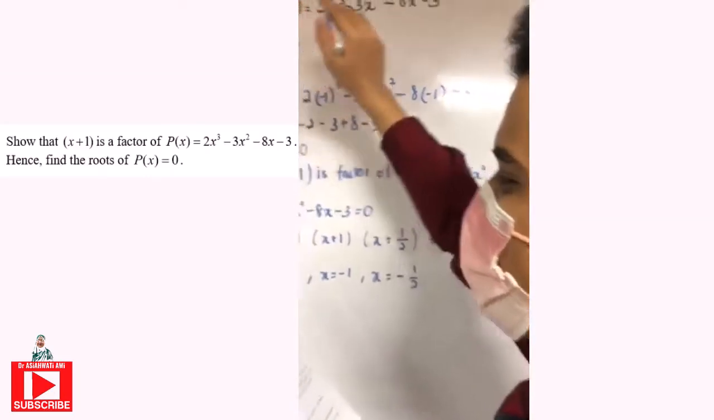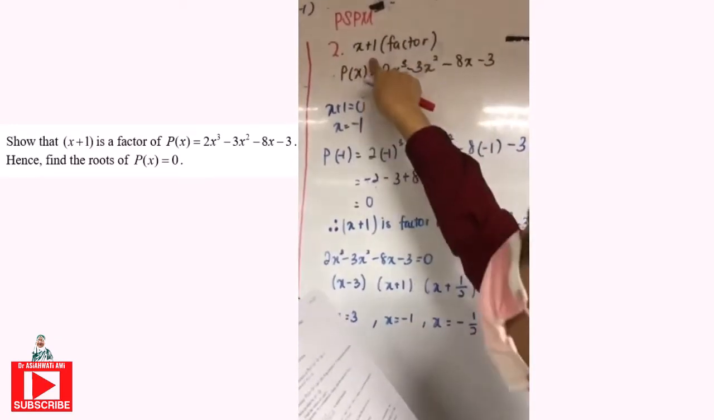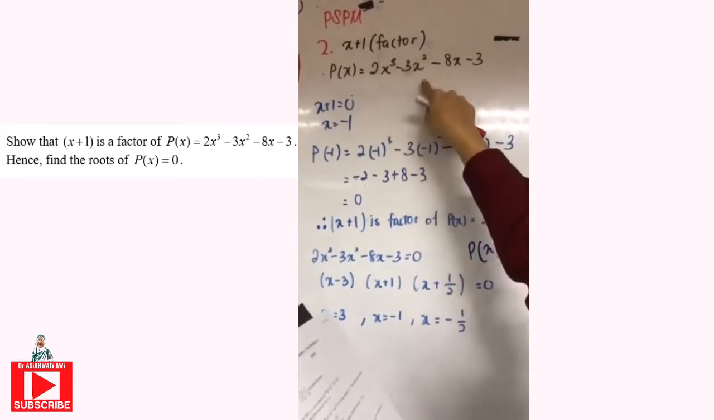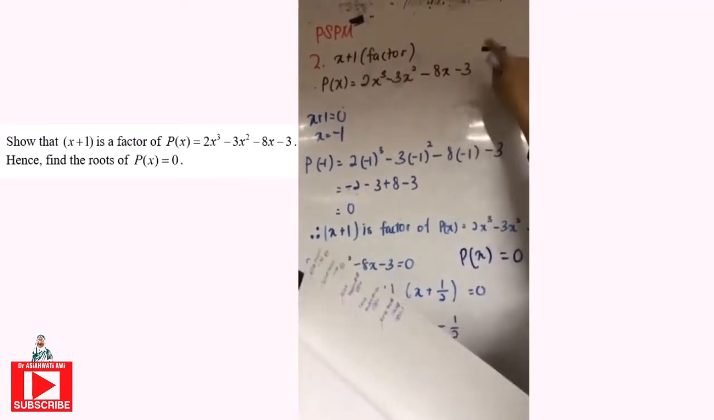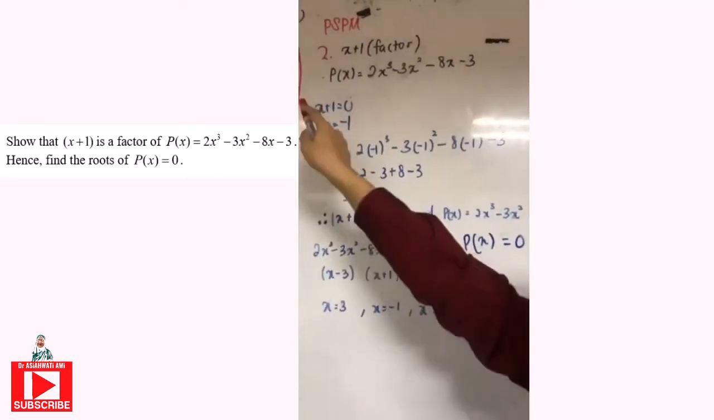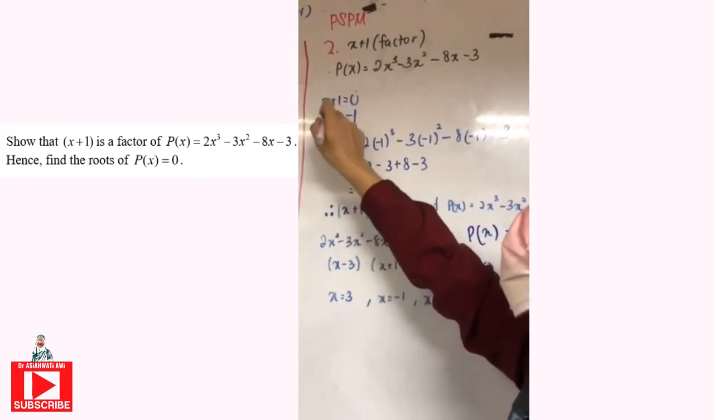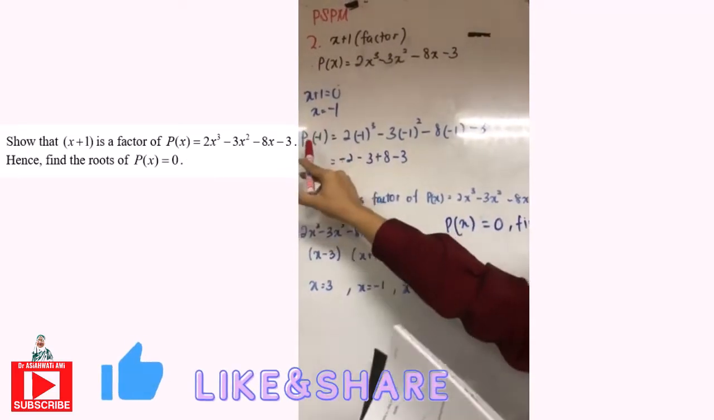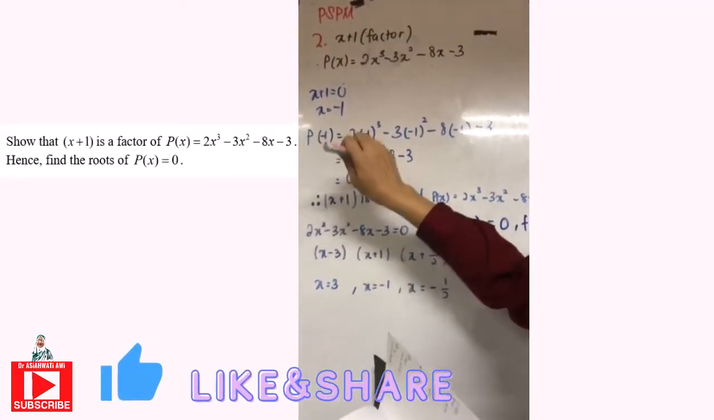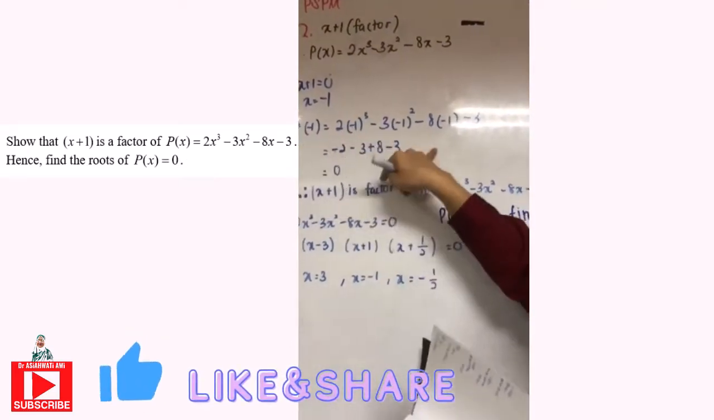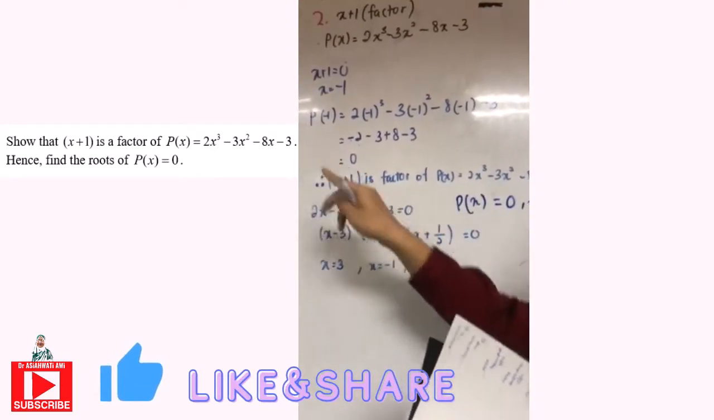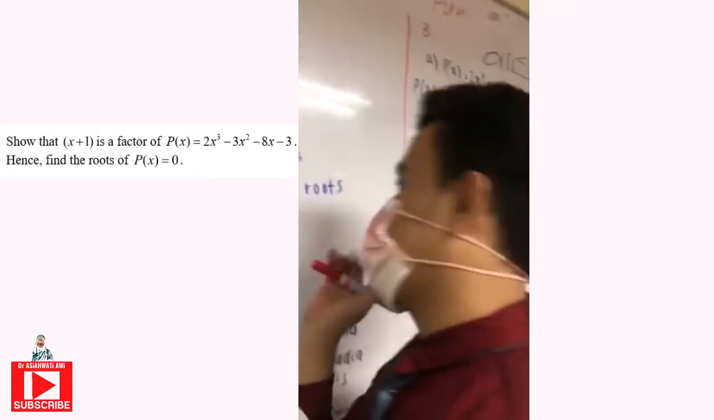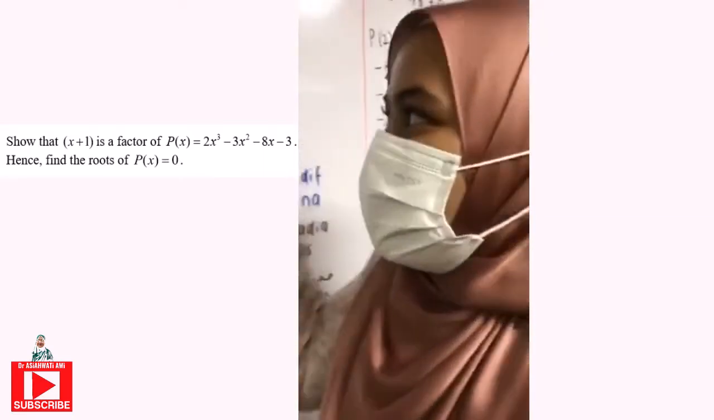Soalan 2. Dia cakap show that x plus 1 is factor of px, 2x cube minus 3x square minus 8x minus 3. So we know that x plus 1 equals to 0 and x equals to negative 1. So we just substitute x inside and negative 1 into the equation, and we will get it equals to 0. Therefore, x plus 1 is factor of this.